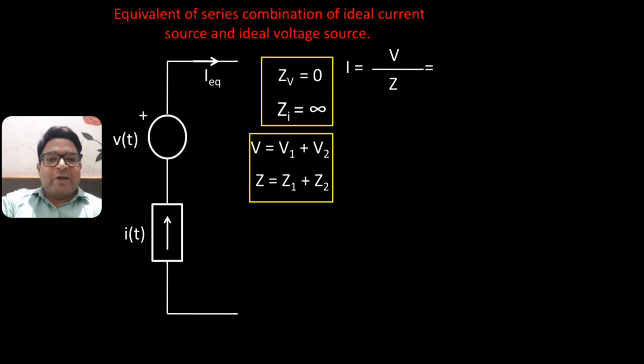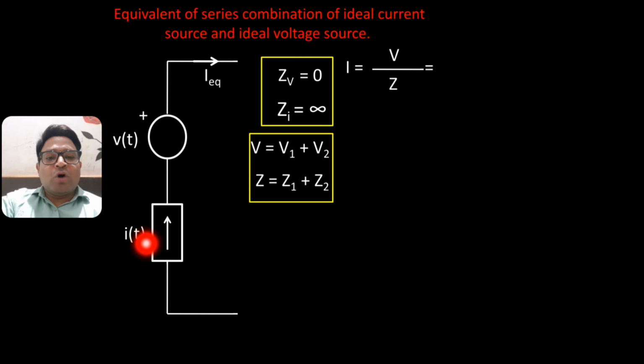Let us put these values in the formula I is equal to V by Z. Instead of V, we have to write the total voltage of this series combination. The total voltage will be the voltage of the voltage source plus the voltage of the current source. Now the voltage of the voltage source is already given, that is V of t, but the voltage of the current source is not known.